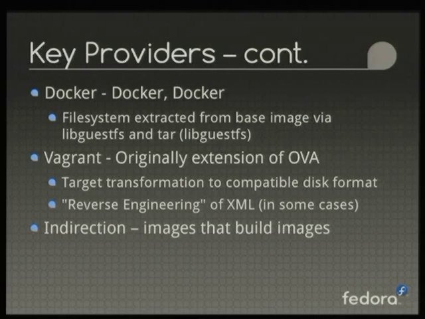So indirection is a feature that I would certainly like to explore more that lets you essentially, rather than having the code inside of Image Factory do the work to transform the image, you actually build an image that itself does the transformation into another image format. So that adds quite a bit of flexibility.